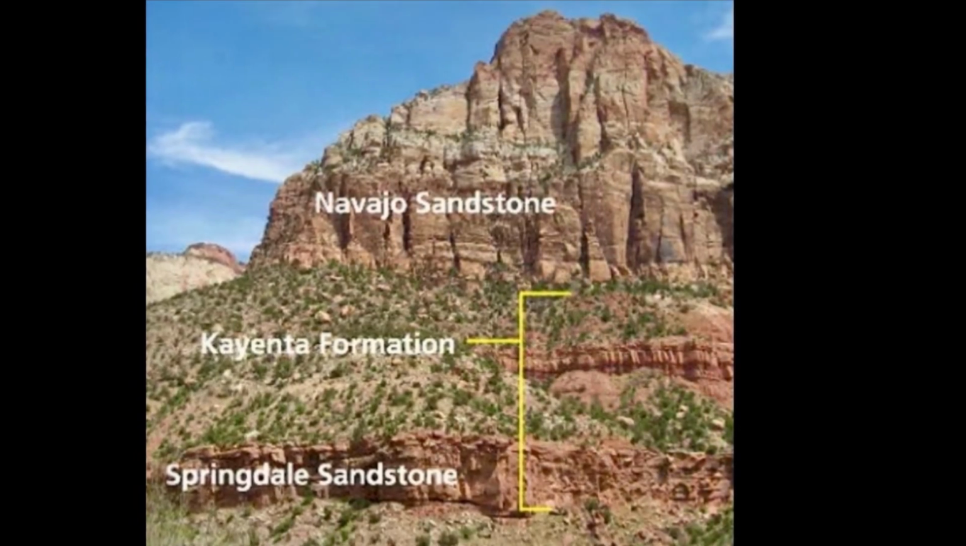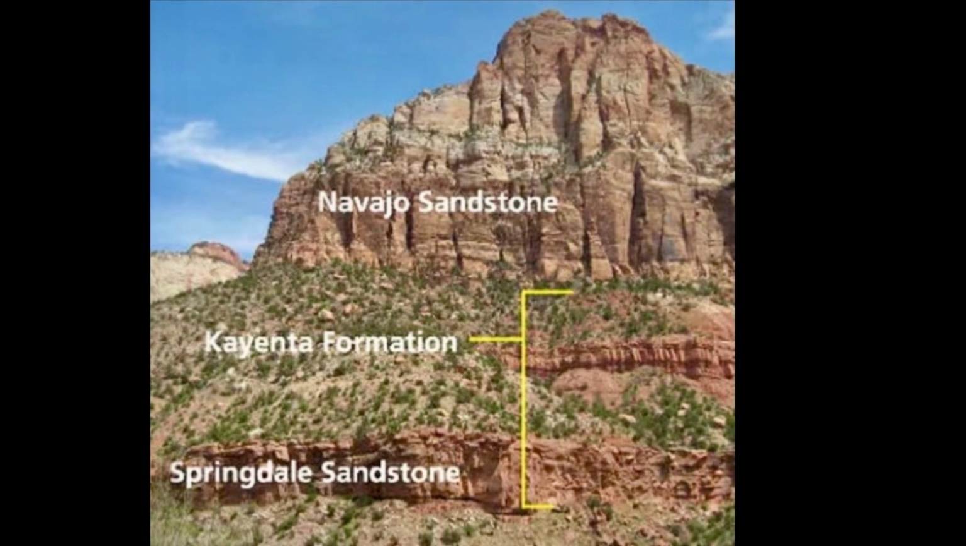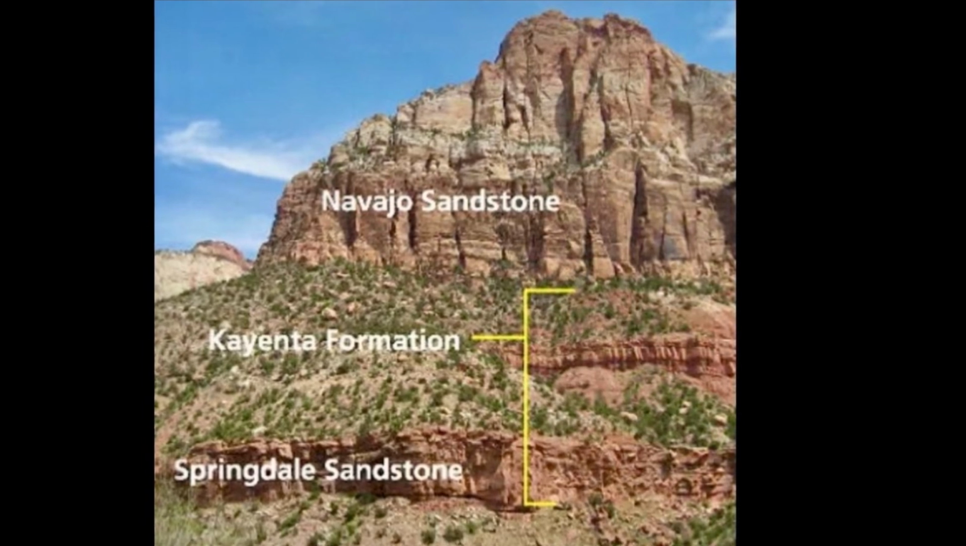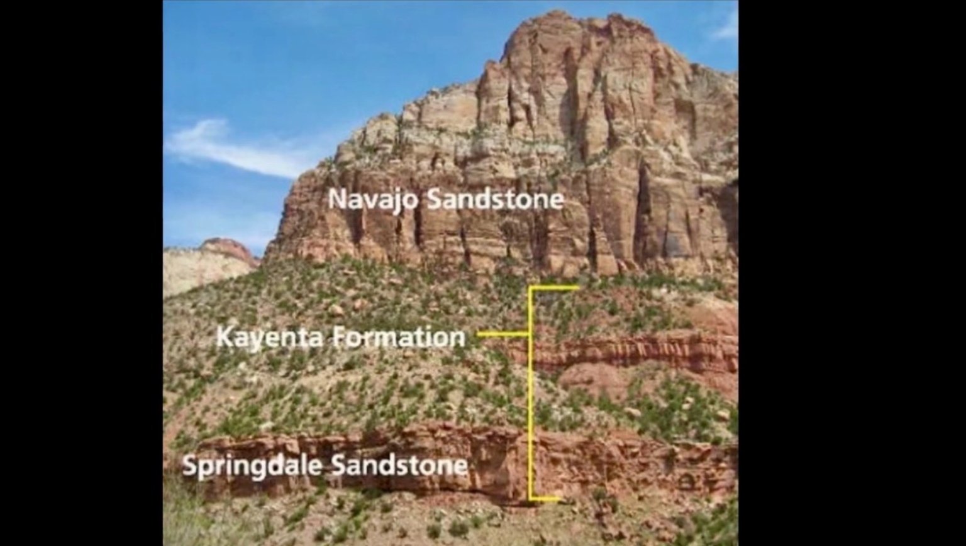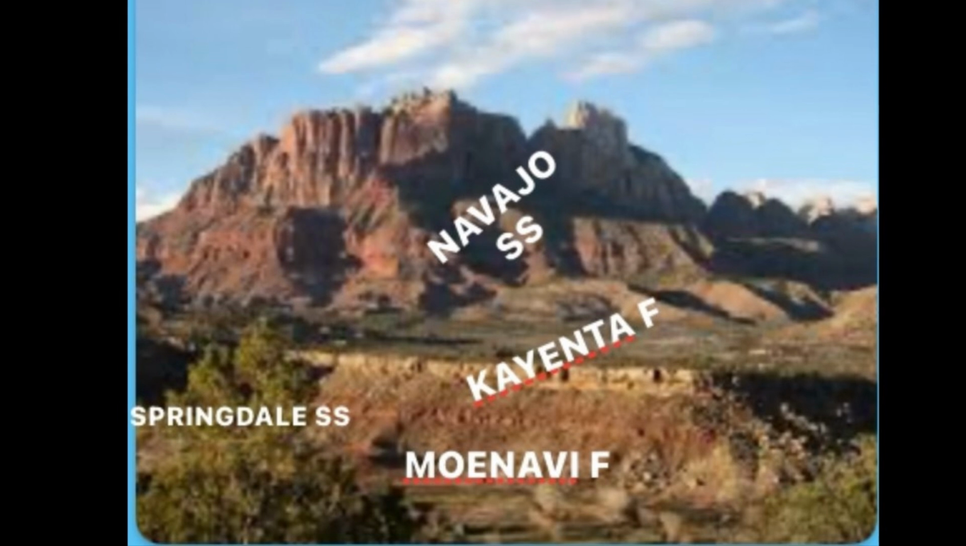And you will notice that the Kayenta Formation has a little cliff-forming sandstone strata in its middle. This one is a little bit tricky because you can see that cliff former of the Kayenta Formation forms a kind of a flatland before you get to the Navajo sandstone. And the Springdale sandstone, which is below the Kayenta, is not very tall in this picture.